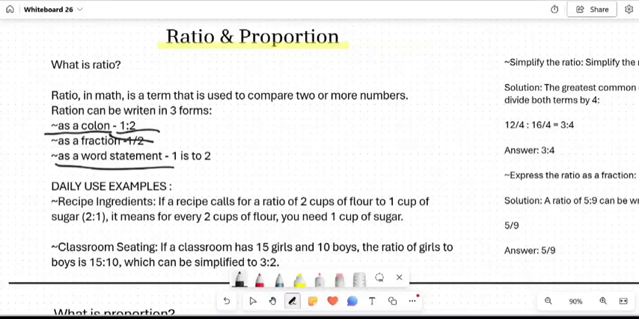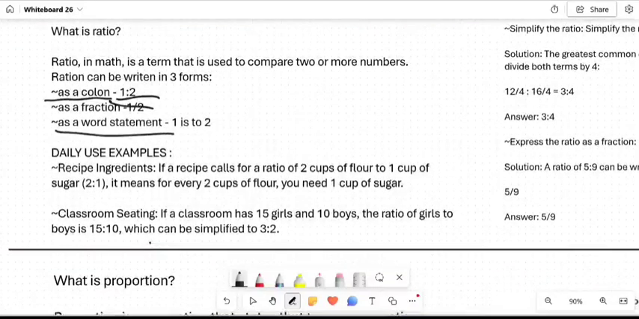One of them is recipe ingredients. If a recipe calls for a ratio of 2 cups of flour and 1 cup of sugar, we will write that as 2 is to 1. It means for every 2 cups of flour, we need 1 cup of sugar. Okay? Now, let's see another one, which is classroom seating.